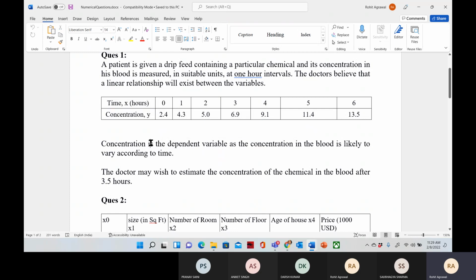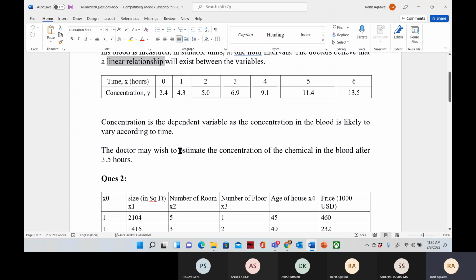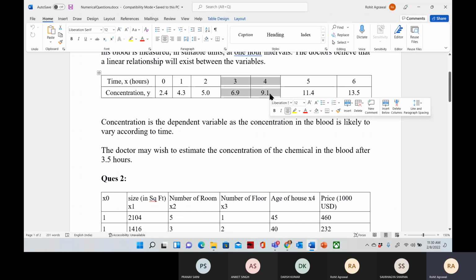In this data, concentration is the dependent variable, because it depends on the time, and time is the independent variable. It is assumed that there is a linear relationship between them. So the doctor may wish to estimate the concentration in the blood at 3.5 years. In between this, we need to obtain the concentration.